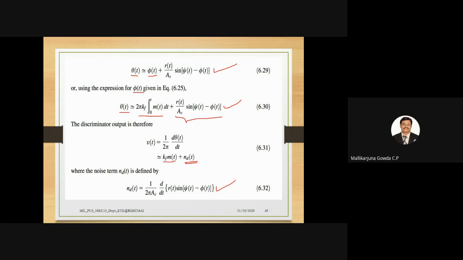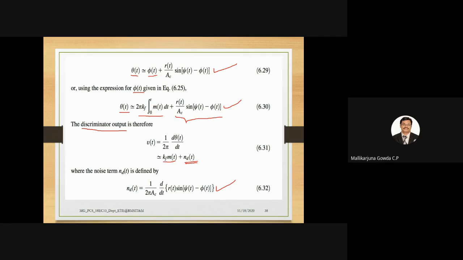Is this clear? Or do you have any doubts? Though it looks complex, it is nothing. It is very simple. Is this clear? The output of the discriminator will be 1 by 2 pi d by dt of theta of t. So what is theta of t? I have written it, right? So if I do the differentiation of this equation, what do I get?